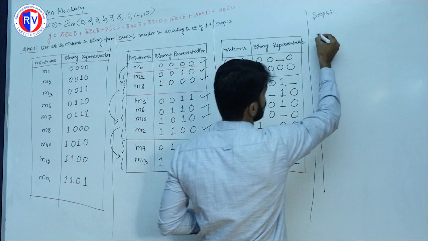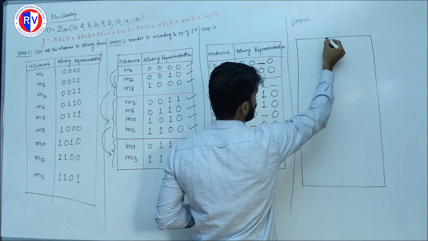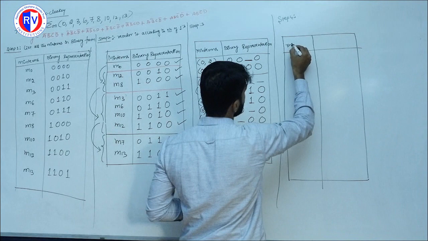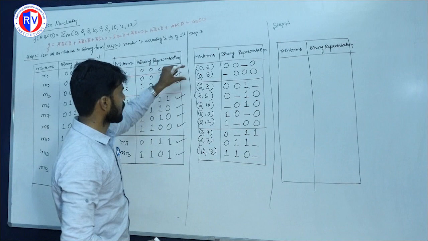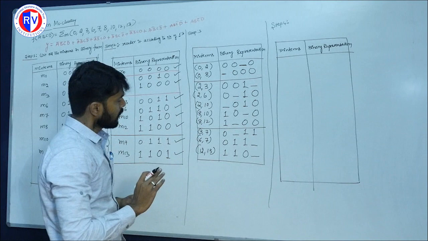Again, here also we need to compare one segment with another segment. Here we have the minterm binary representation. So now we need to check this segment and compare it with this segment. Similarly, this segment I need to compare with this segment. In this case, it is pretty simple to compare.